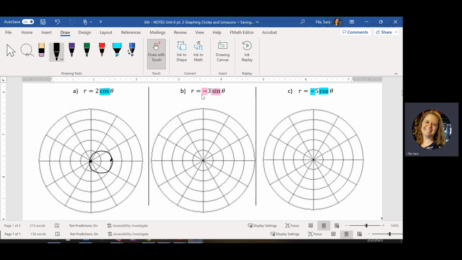This one is negative sine, so it's going to be drawn down because sine is vertical, and the negative means it's down. So this is going to be drawn below the pole. The top edge of the circle will be at the pole, and then the diameter is 3. So I go down 3, and this would be the bottom edge of my circle.